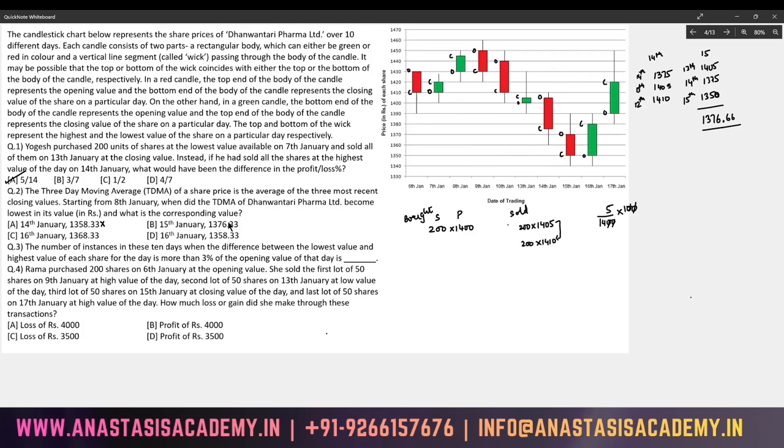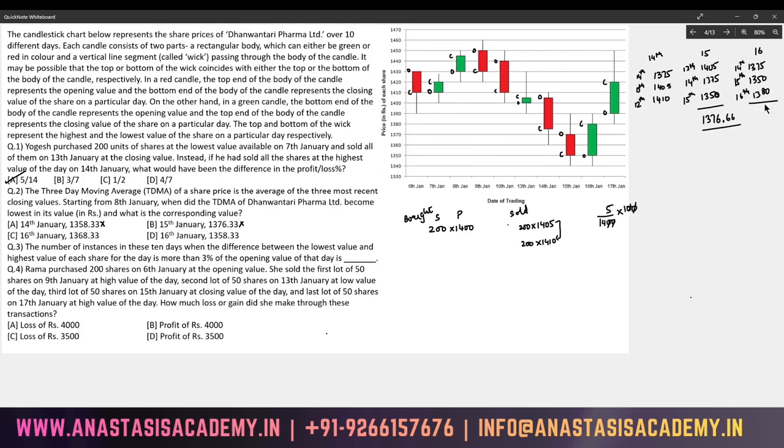When I see 15th January, the number mentioned is 1376.33. So this is not right either. And now we have only 16th January to contend with. For 16th, the numbers are going to be 1375 from 14th, from 15th it is going to be 1350, and from 16th, what is the value in 16th? 1380.